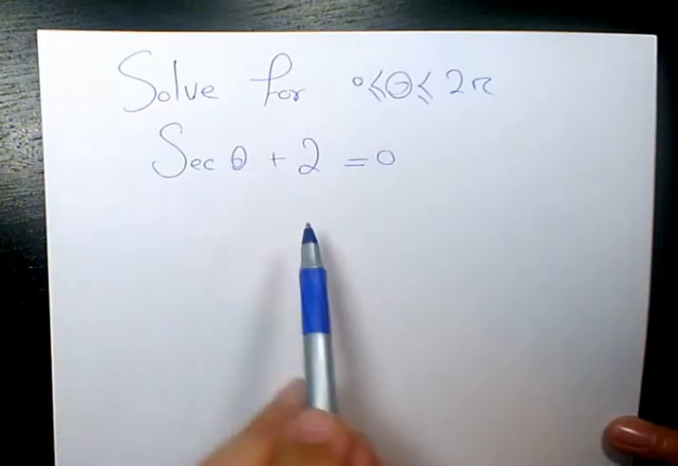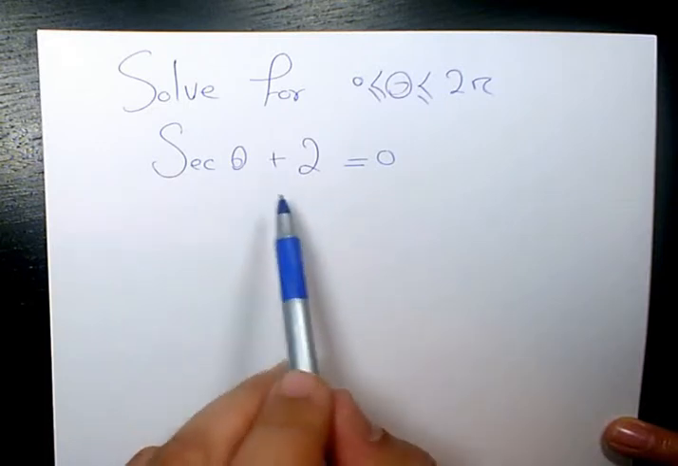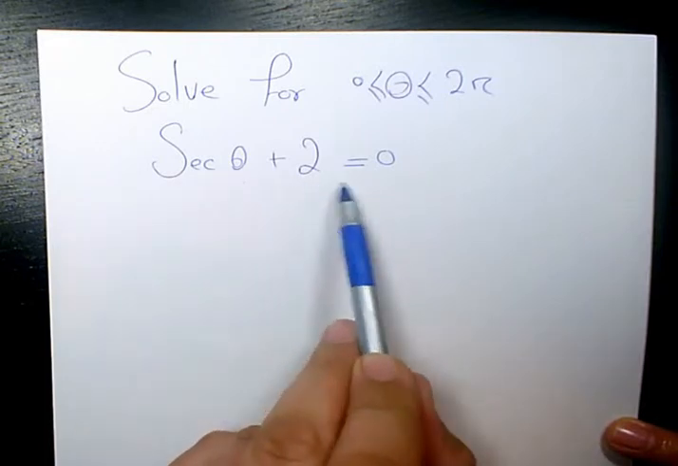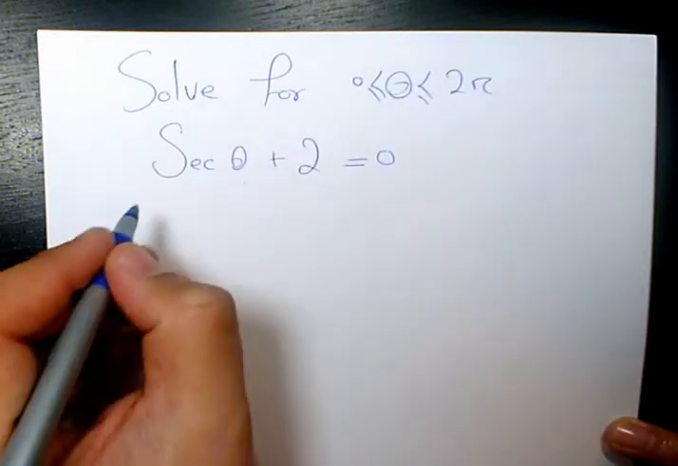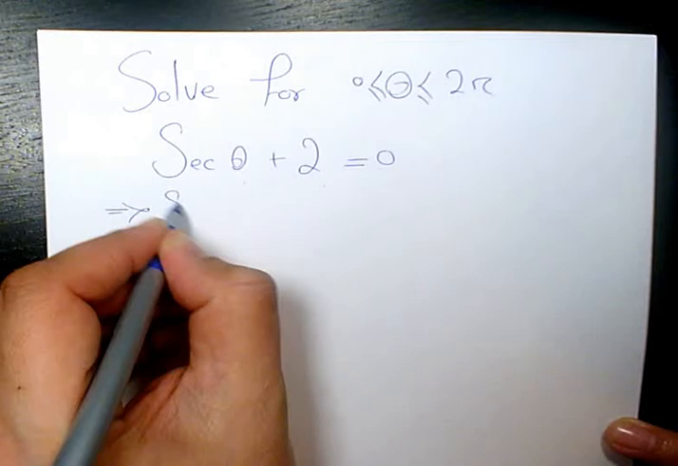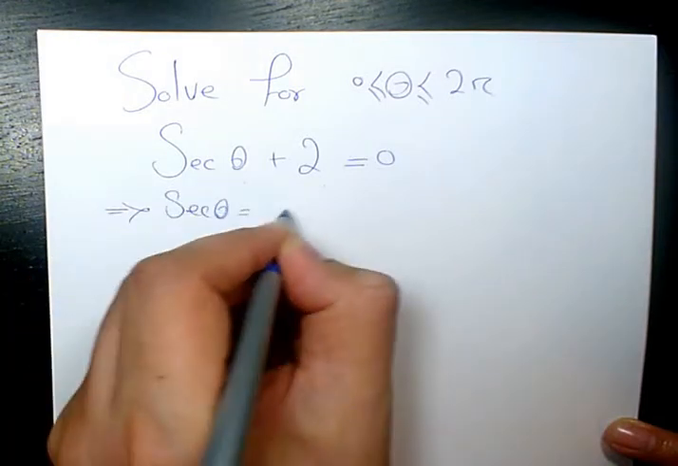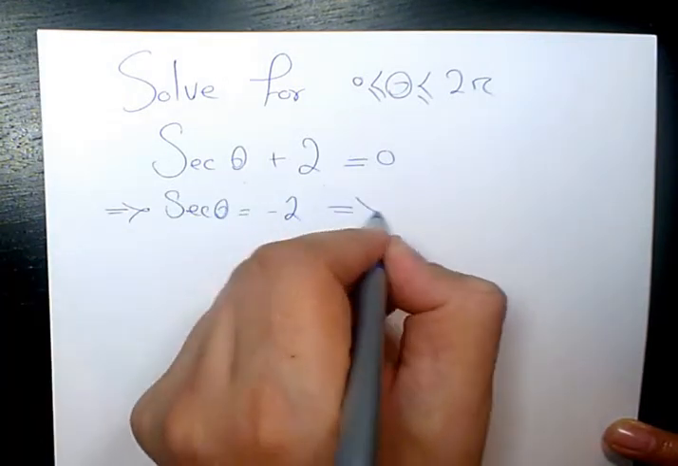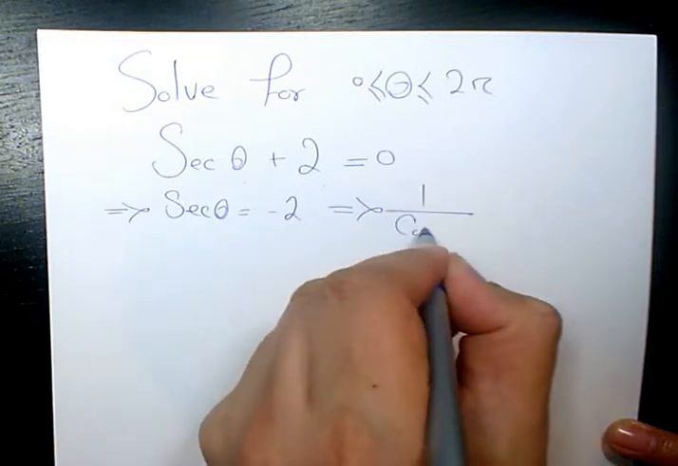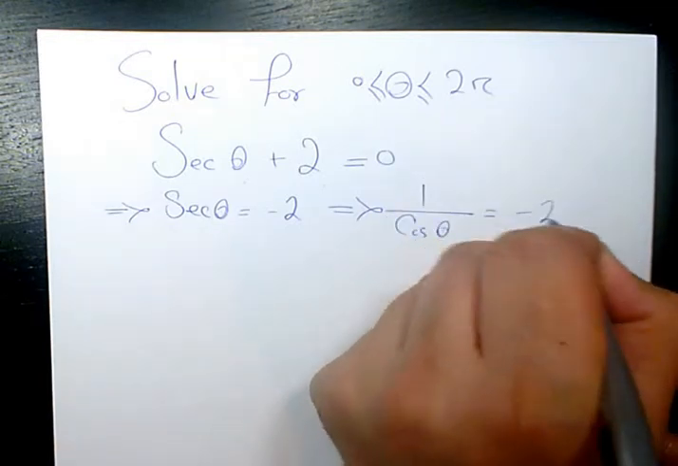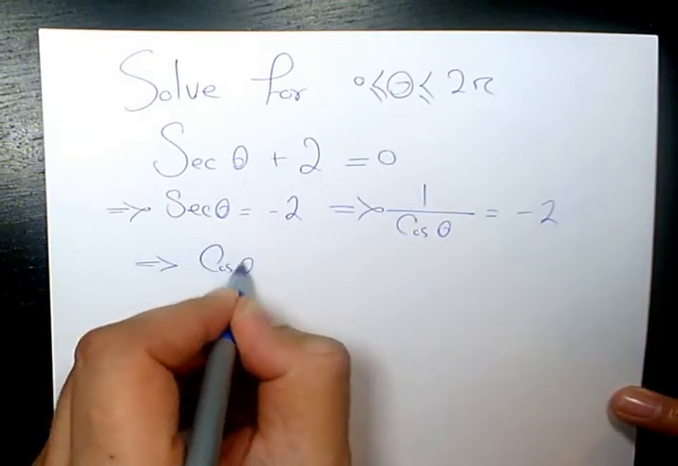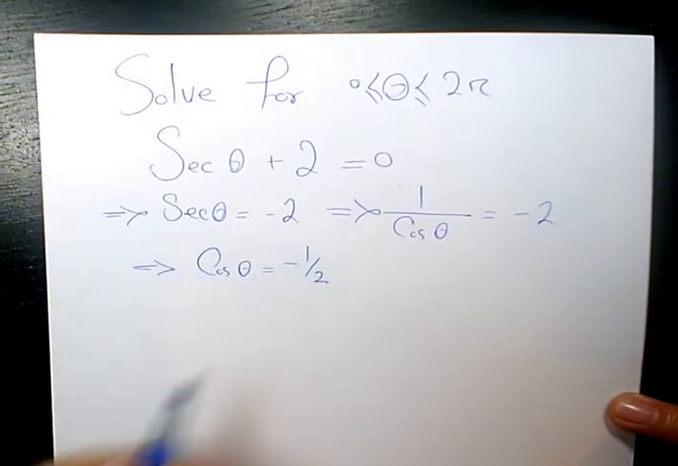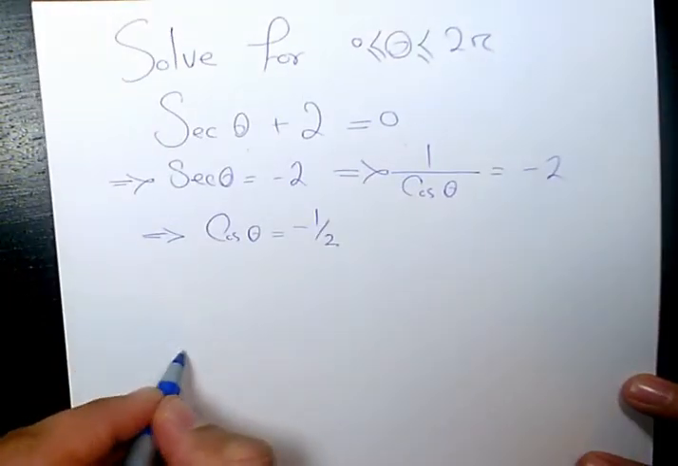In this video I want to show you how to solve this trigonometric equation, which is secant theta plus 2 equals 0, and theta must be between 0 and 2 pi. So I want to isolate for secant. Secant theta equals negative 2. And secant is the inverse of cosine, so 1 over cosine theta is negative 2. When you flip the two sides, it's going to be cosine theta equals negative 1 over 2.